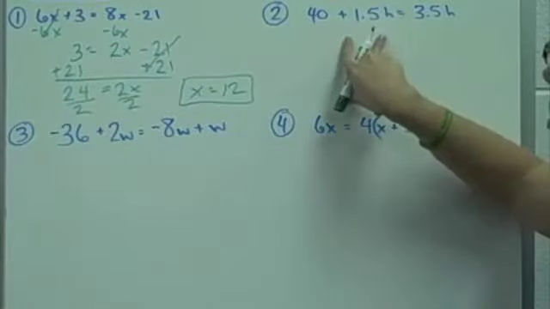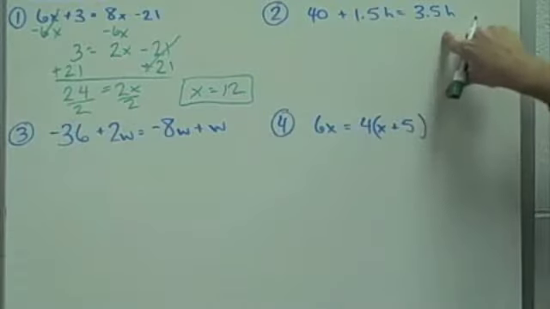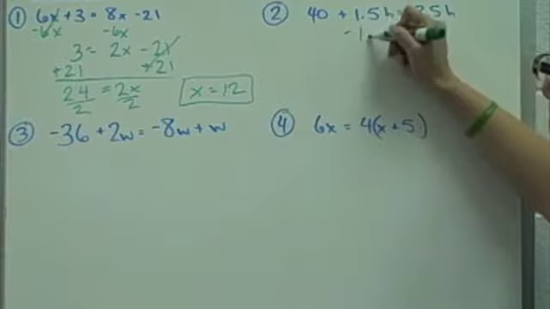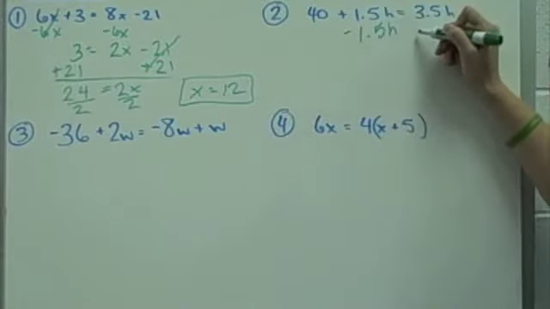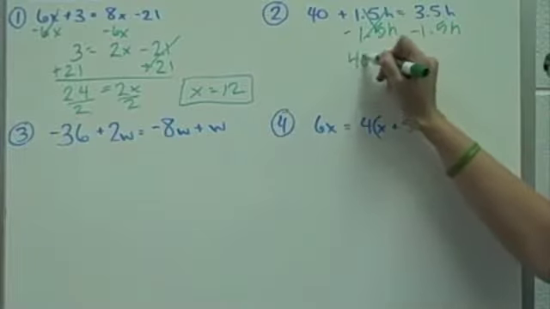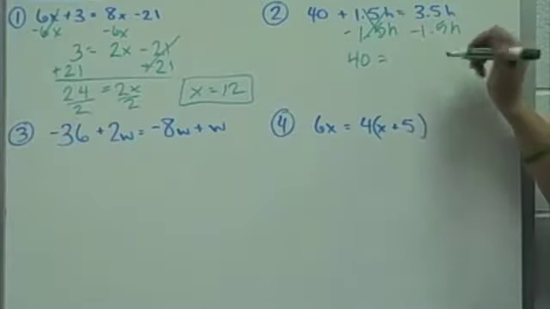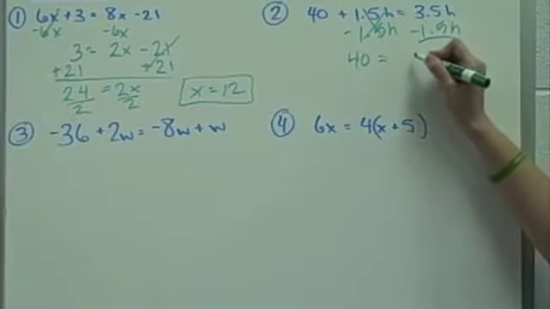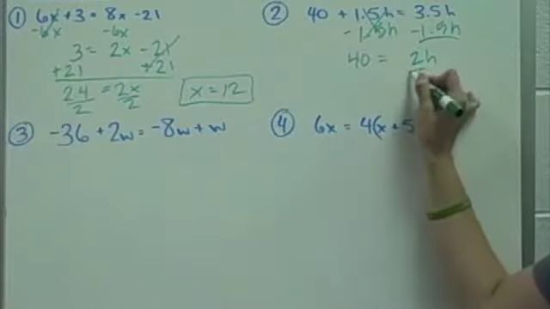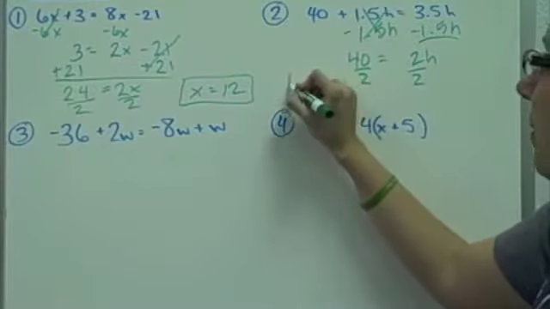I'm going to undo this positive 1.5h and move it over to the other side so that all my numbers with my variables are on the same side. Rewrite what I didn't use. So 3.5 take away 1.5 is just 2. So I've got 40 equals 2h, and just divide both sides by 2. H equals 20.